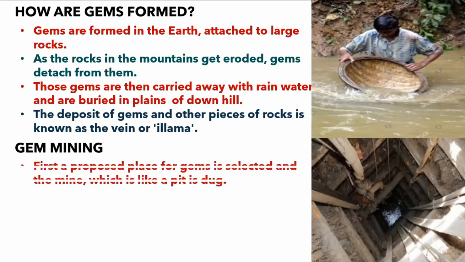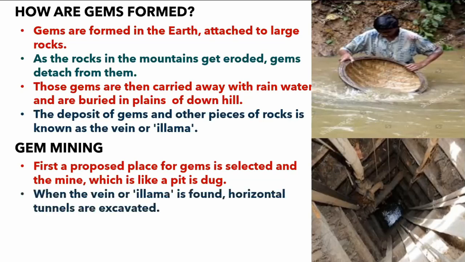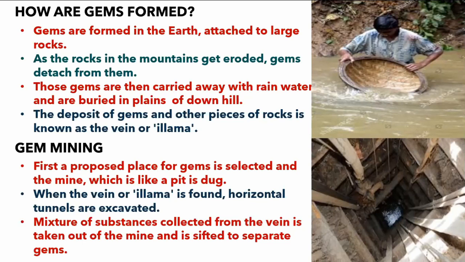Gem mining. First, a proposed place for gems is selected and the mine, which is like a pit, is dug. And this pit is constructed using timber. When the vein or illam is found, horizontal tunnels are excavated. Mixtures of substances collected from the vein are taken out of the mine, and then inside a water body, separation of the gems takes place using a separation process known as sifting.